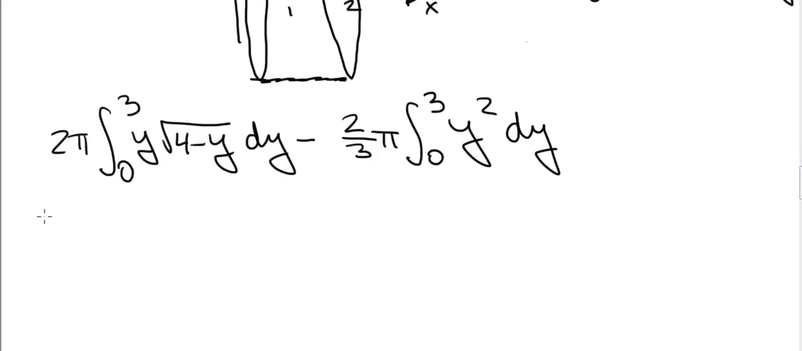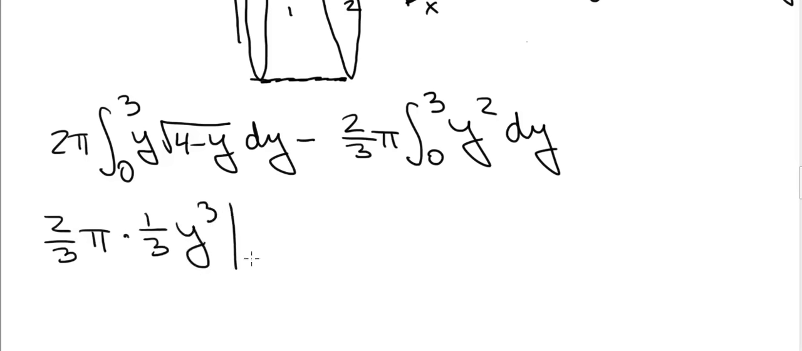We have 2/3 pi times 1/3 y cubed evaluated from 0 to 3. So 27 divided by 3 is 9. 9 divided by 3 is 3, times 2 pi. We get 6 pi. The second integral is 6 pi. We're going to subtract 6 pi from whatever we get in the first integral.